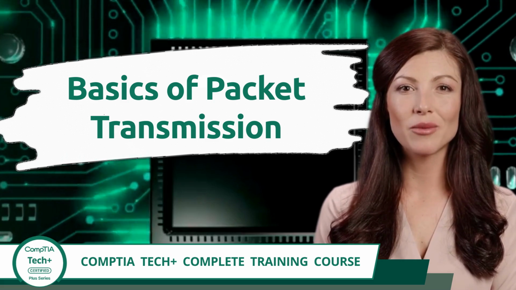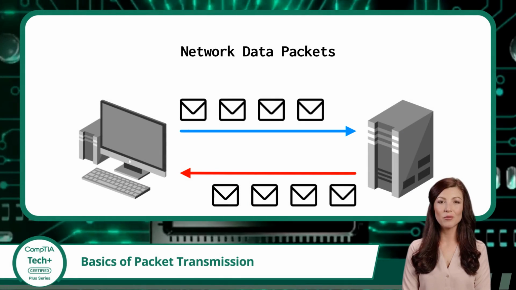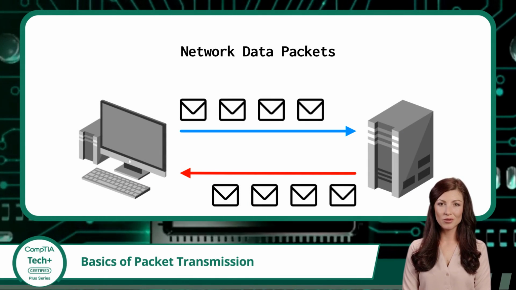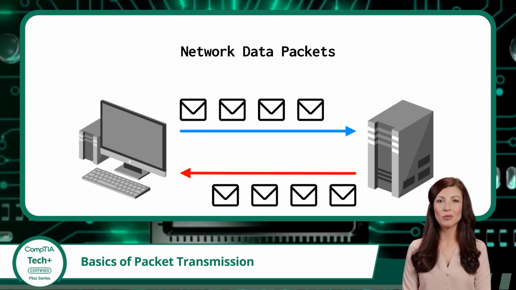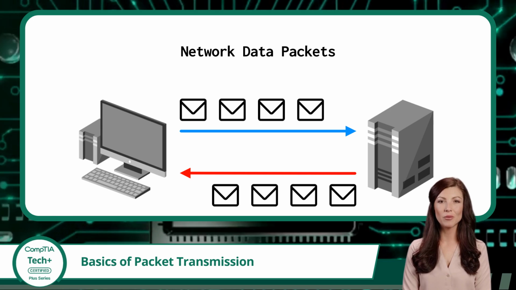Basics of packet transmission. Network data packets are like small envelopes that carry chunks of data across a computer network. When you send or receive information over a LAN or WAN network, it's divided into smaller pieces called packets. These packets contain both the data you're sending and additional information needed to ensure proper delivery.